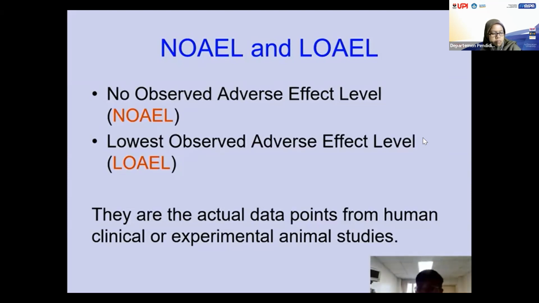We cannot use predicted data for toxicology study because it can be very risky. Toxicology study involves effects that can cause humans to suffer lethal, fatal effects, or maybe die. So NOEL and LOEL are based on experimental data. NOEL means the no observed adverse effect level, the experimental data that has not shown any adverse effect, whereas LOEL means the experimental data at the lowest point that gives you certain effects, the adverse effect.